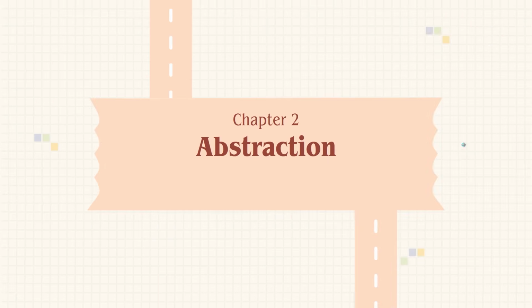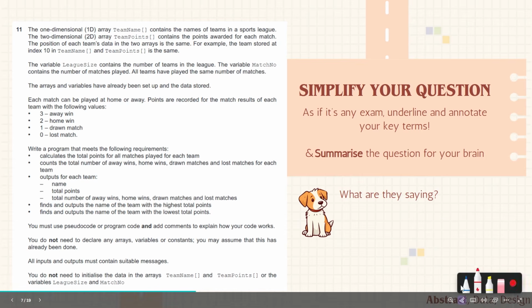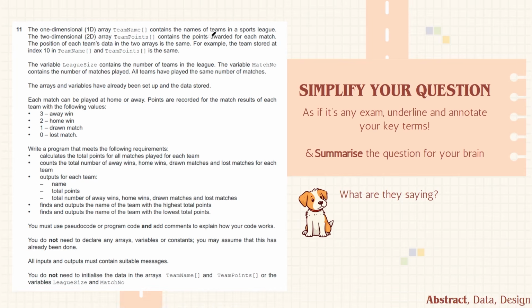So, abstraction. Just like any other exam, maybe business, maybe economics, when there's a big marker or a case study, you also have to underline and annotate your key terms. So let's do that here. A one-dimensional array team name contains the name of teams of a sport league.